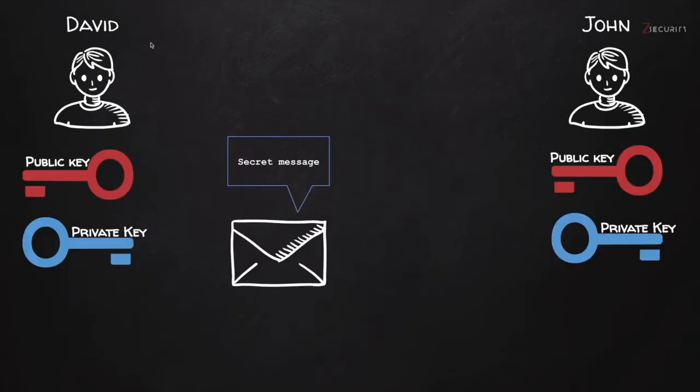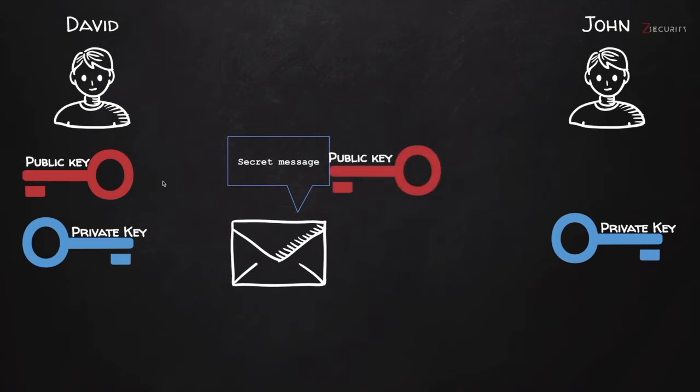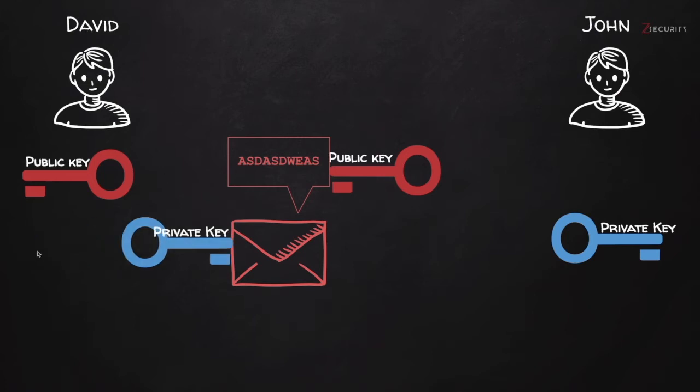So again, we have David. He wants to send a secret message to John, and as we learned before, the first thing that David will do, he will use John's public key in order to encrypt the message. The message will change into gibberish. Now at this stage in the previous lecture, we sent the message, but this time David is going to sign the message with his own private key.